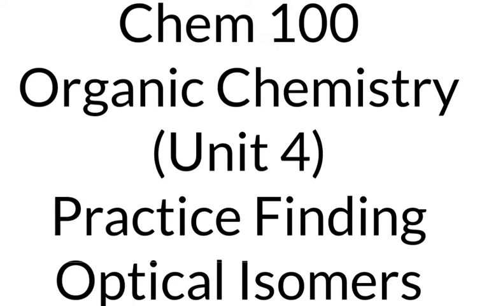Now that we've learned how to identify the isomer type and decided that the possible type that we're looking at is an optical isomer, now we're going to do some practice problems deciding whether something's an optical isomer or the same compound.